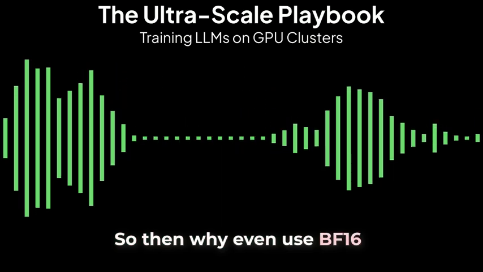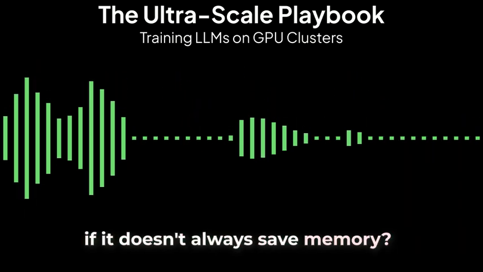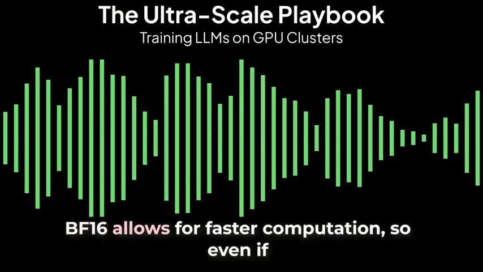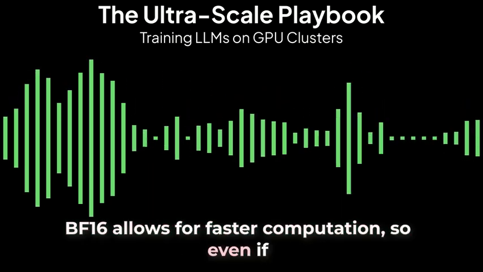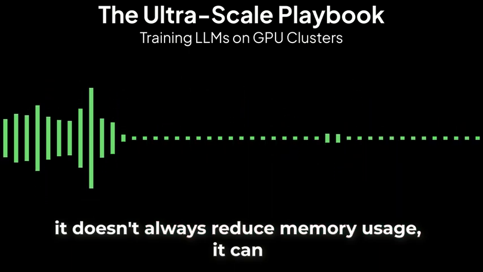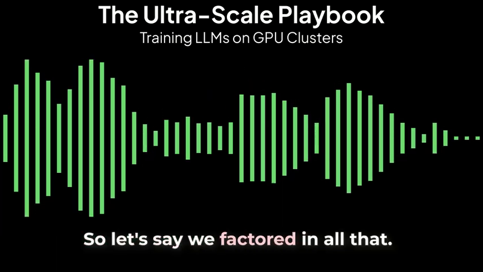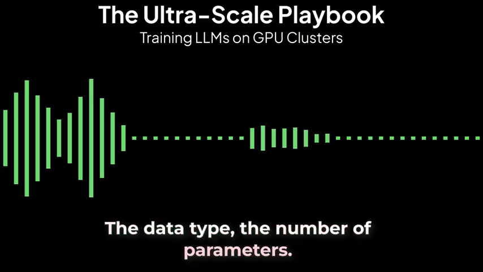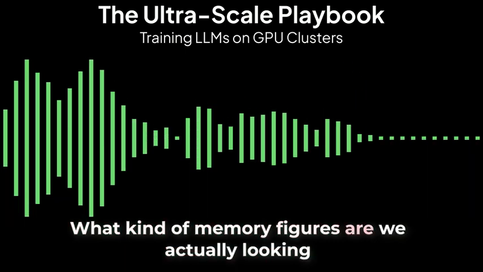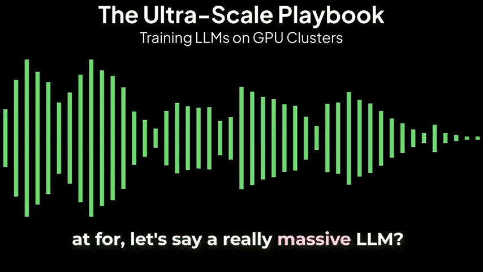So then why even use BF16 if it doesn't always save memory? It's a speed thing. BF16 allows for faster computation, so even if it doesn't always reduce memory usage, it can still significantly speed up the training process. Got it. So let's say we factored in all that, the data type, the number of parameters. What kind of memory figures are we actually looking at for, let's say, a really massive LLM?